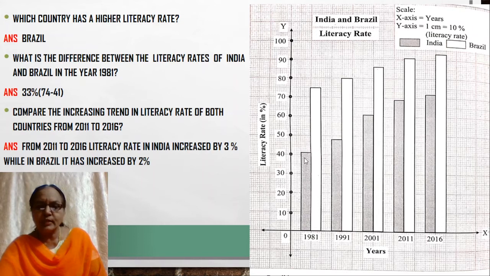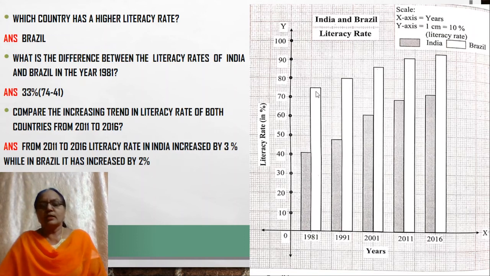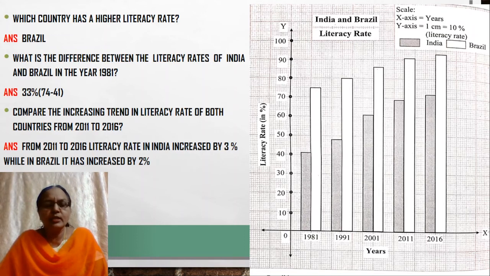And what is the literacy rate of India? We take it as 40. It is above 40, so it is 41. So subtract 41 from 74. We get it as 33%. So the difference between the literacy rates of India and Brazil in the year 1981 was 33%.